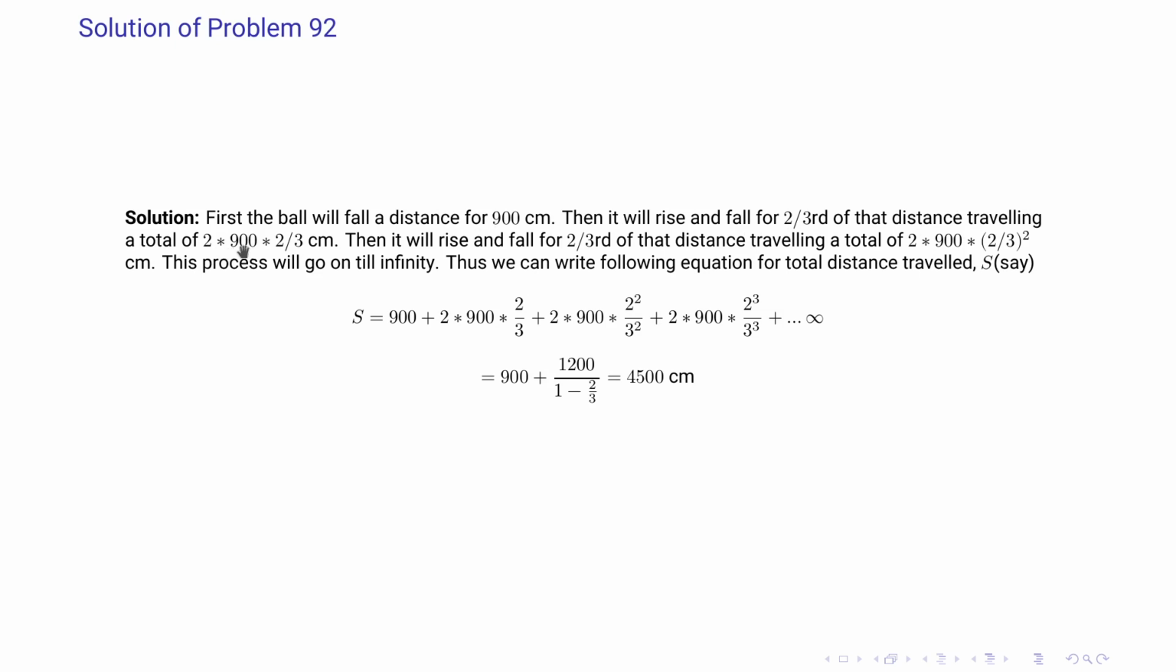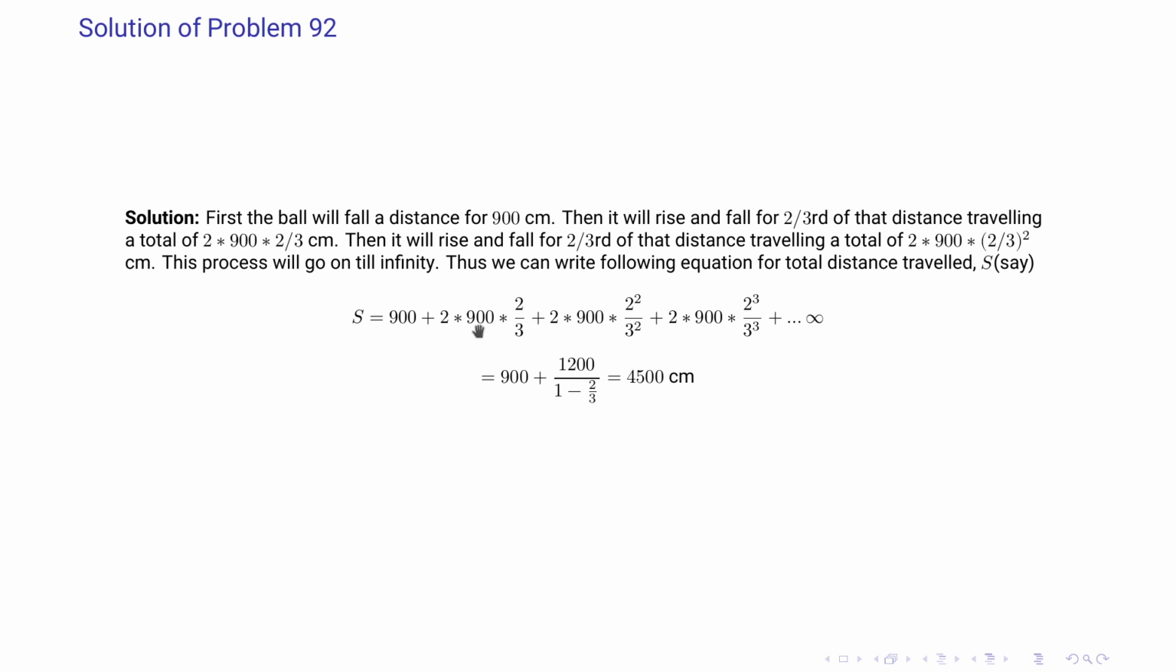That is 2 into 900 into 2 by 3. So again it will rise and fall two-thirds of the distance, which would be 2 into 900 into (2 by 3) whole square. The process will go on infinitely. So our required sum would be 900 plus 2 into 900 into 2 by 3 plus 2 into 900 into (2 by 3) square and so on up to infinity. So this is a geometric progression with common ratio 2 by 3.